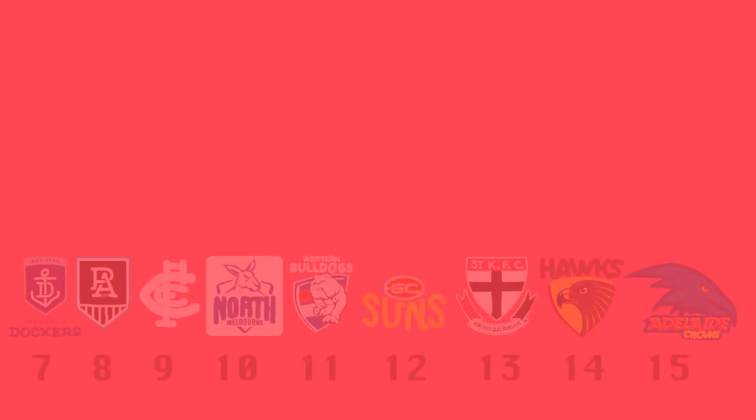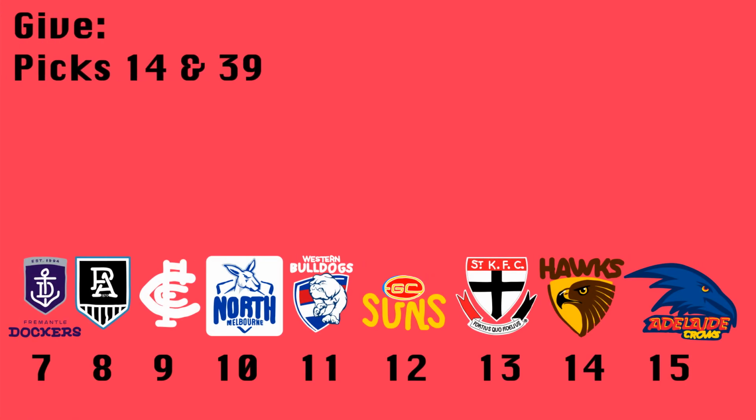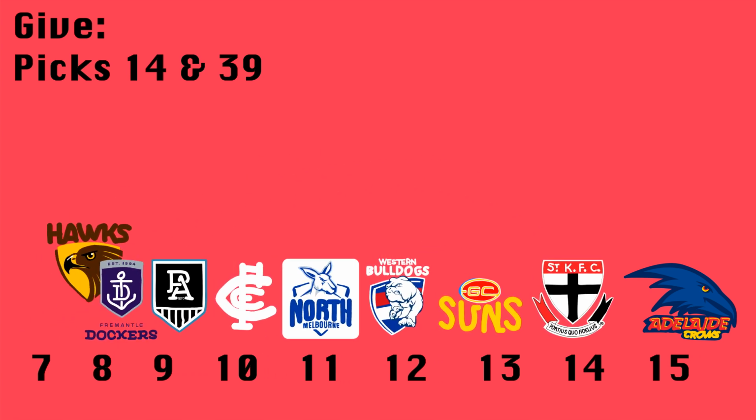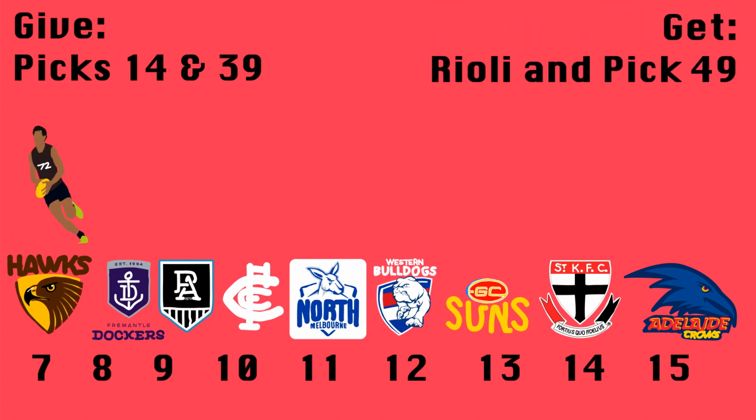In summary, the Hawks give picks 14 and 39. They get Rioli at number 7 and get back pick 49. Freo then get pushed back to pick 8. And everyone else slides forward or back accordingly.